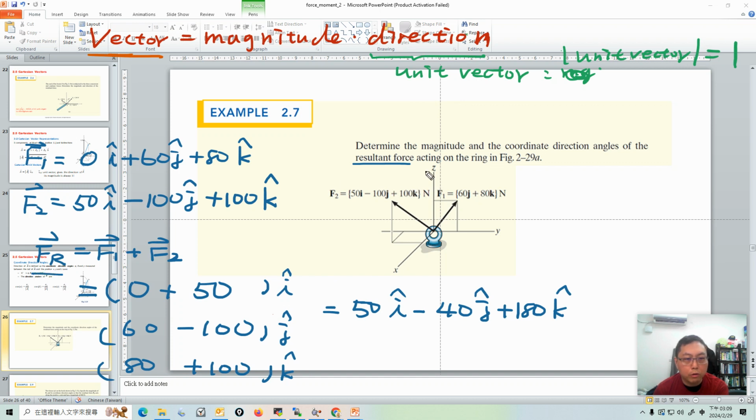But the problem wants you to find the magnitude and the coordinate direction angles. That's just the angles of your vector with the x axis, y axis, and z axis: alpha, beta, gamma.